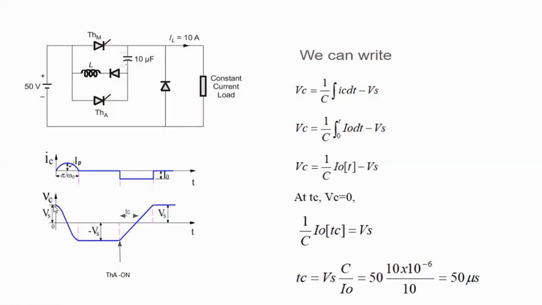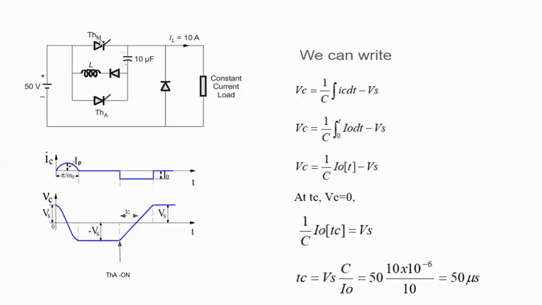Initially the polarity of the capacitor is this side plus and this side minus. During the time when the current is flowing in a sinusoidal fashion, the capacitor voltage will be changing in a cosine fashion, from plus Vs to minus Vs. The waveform will be of cosine fashion. Now after this, the diode is turned off at this point, after which you will be having only the thyristor.